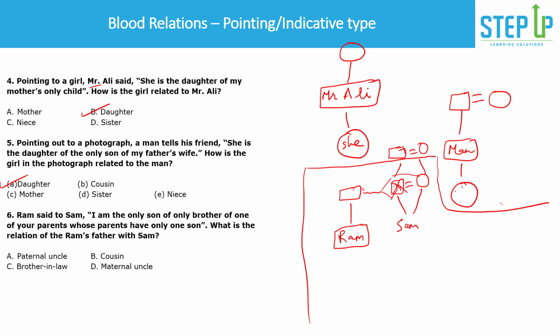The only case is Sam's mother, and the mother's parents who had only one son. So this is anyways a daughter. So the only son could be this guy, right? Ram's father. So that means this is related to Sam's mother. So now he says, what is the relation of Ram's father with Sam? So Ram's father with Sam is Sam's mother's brother. That means uncle, and through the mother's side, meaning maternal uncle. So done.